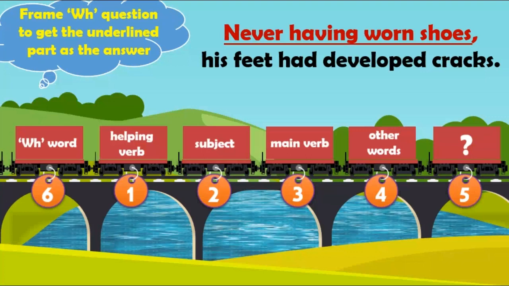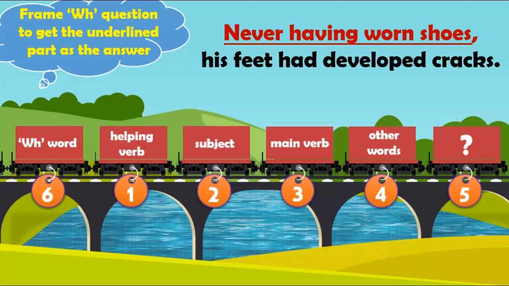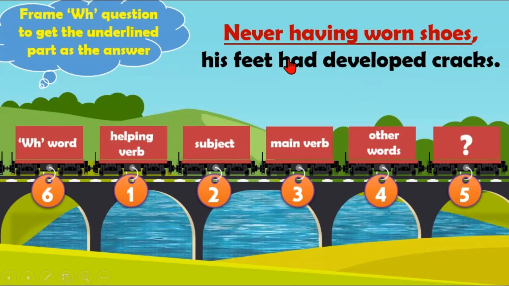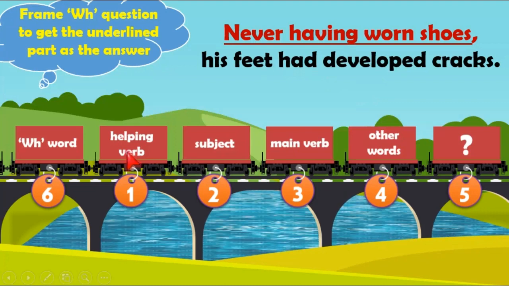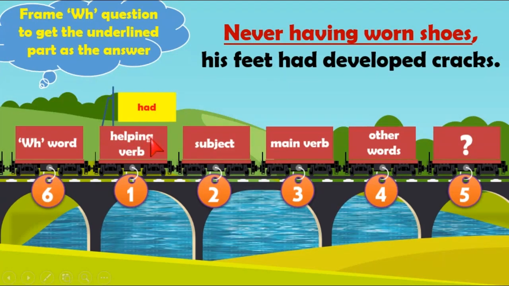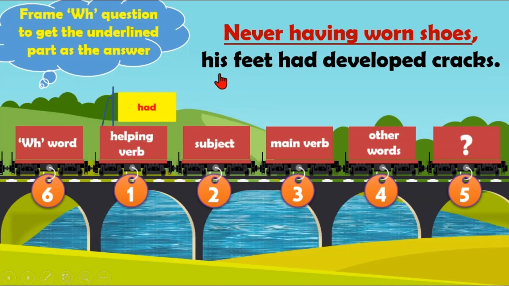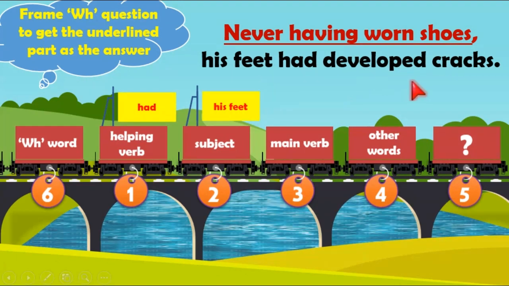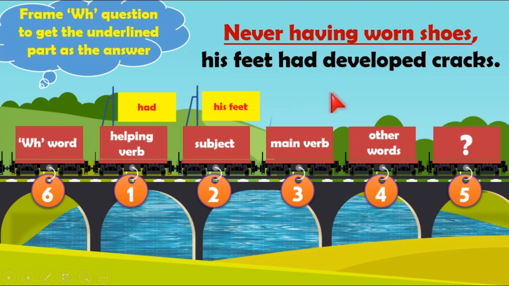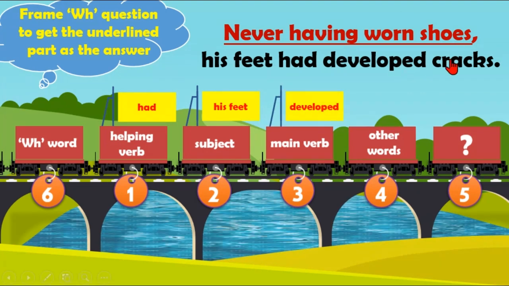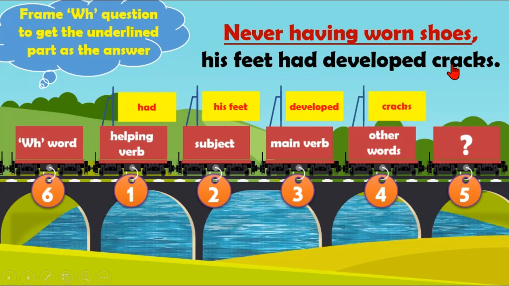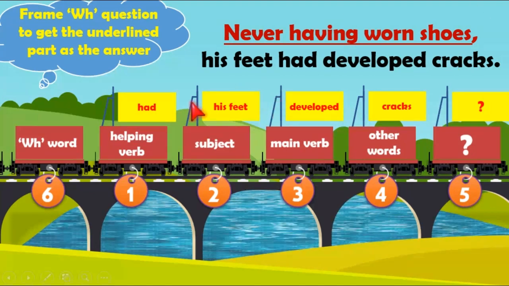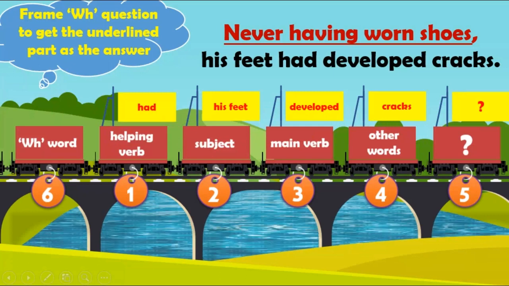So you carefully notice the given sentence. What is a helping verb? Here is a helping verb, had. So that you write first. Then subject. What is the subject? His feet. Then the main verb. What is the main verb here? Developed. And other words, cracks. Then question mark. Now you got yes or no question. Had his feet developed cracks?